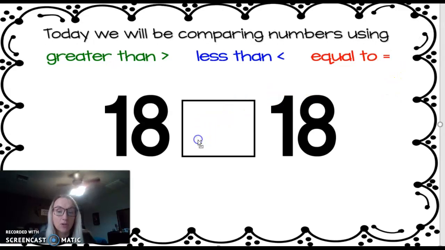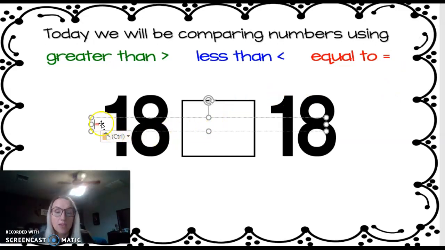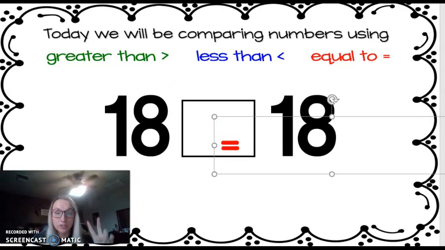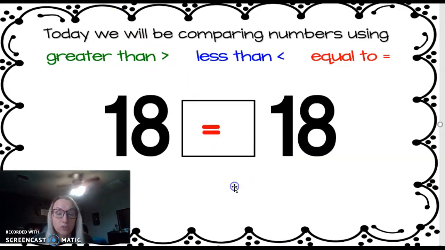And if we were to put that here, we want to make sure that the numbers we're putting the equal to symbol between are the exact same. So let me put that in the box there. Whenever two numbers are the exact same, we will put that equal to symbol like this. So 18 is equal to 18, 5 is equal to 5, and so on. Okay? So we have greater than, less than, and equal to that we will be working on this week.